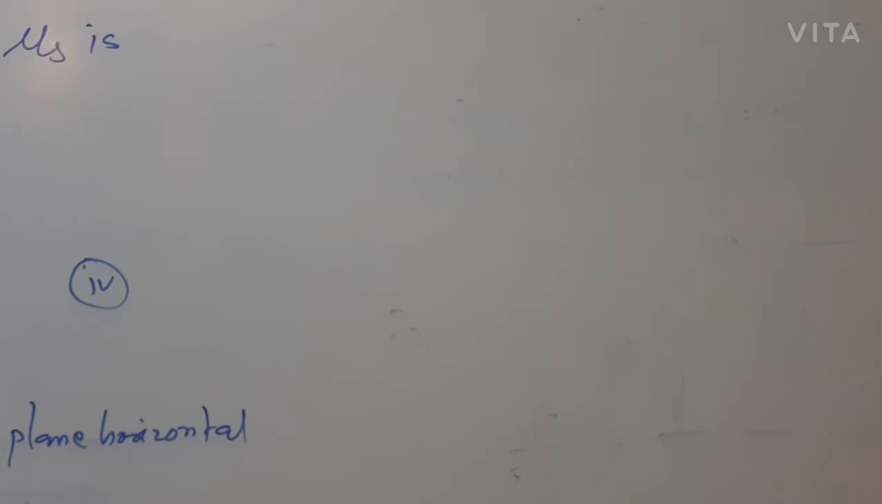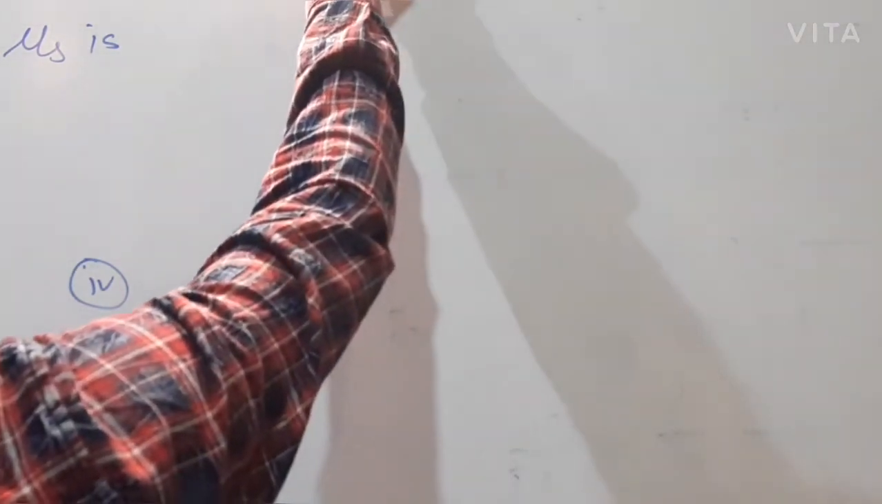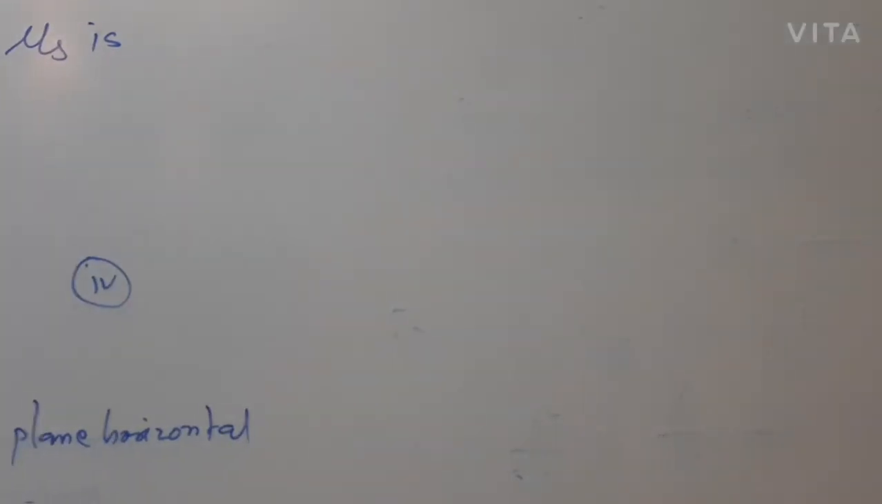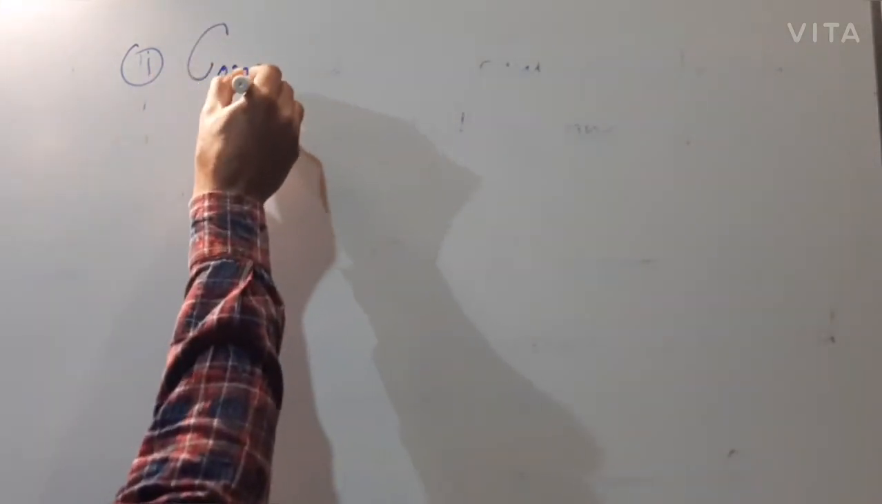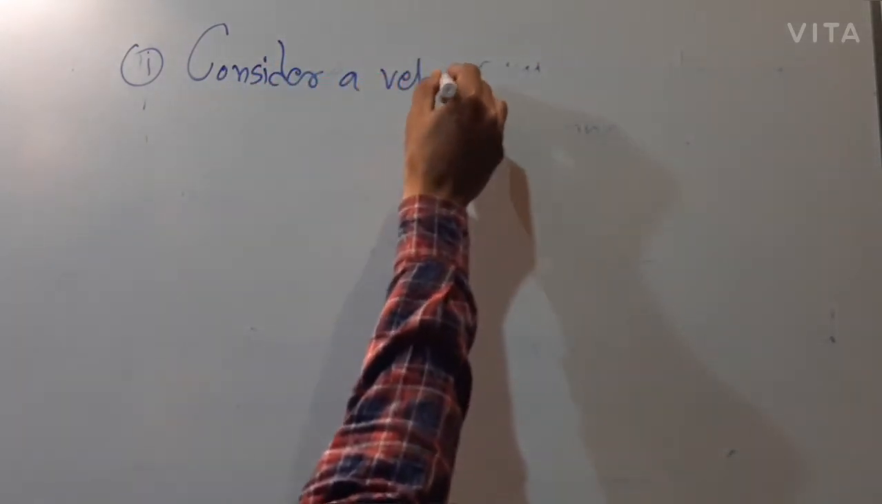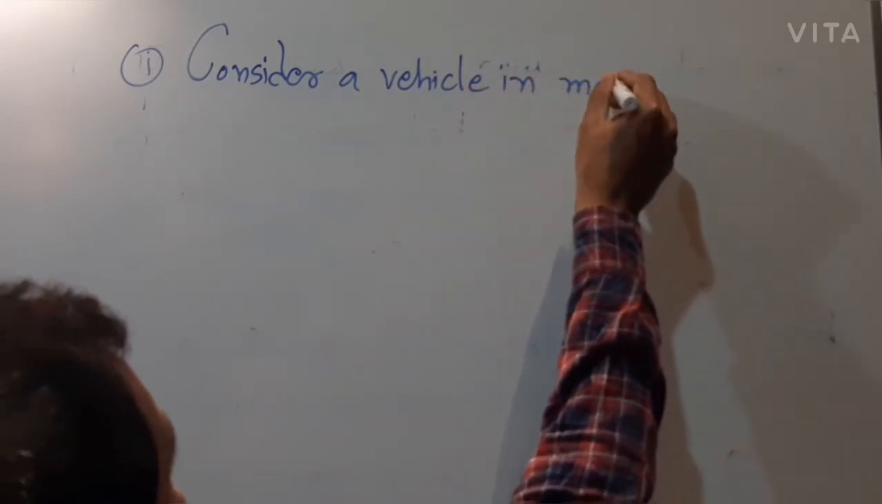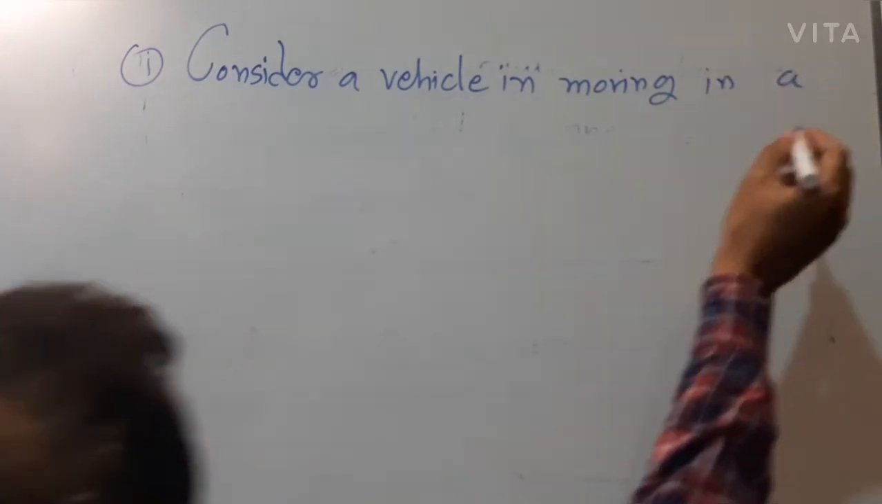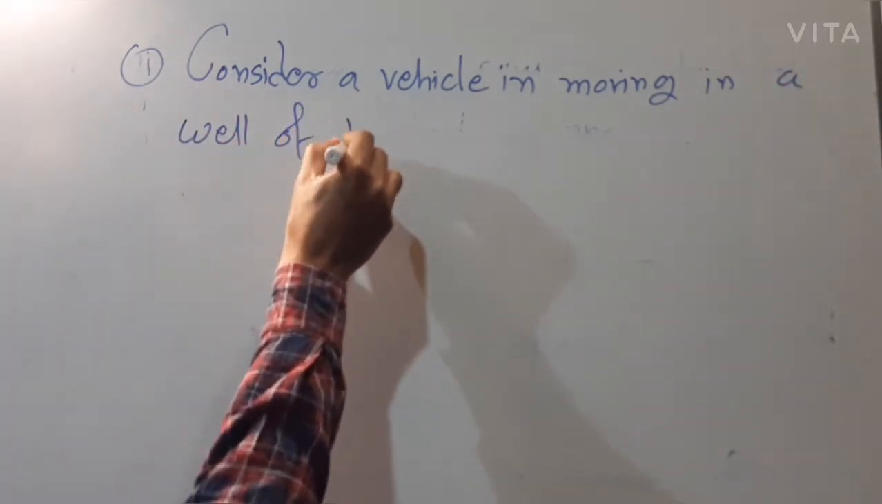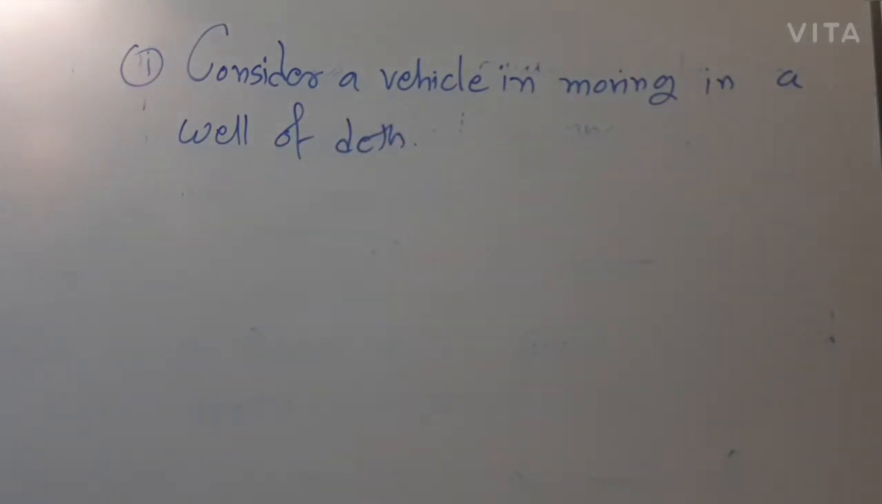Write down first the consideration. This is the first point, consideration. We already know that the answer is expressed in terms of points. So our first point, write down, consider a vehicle is moving in a well of death.